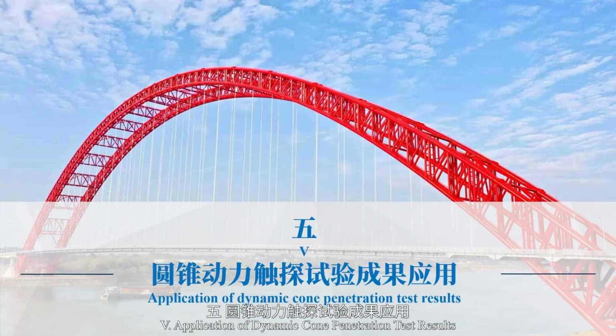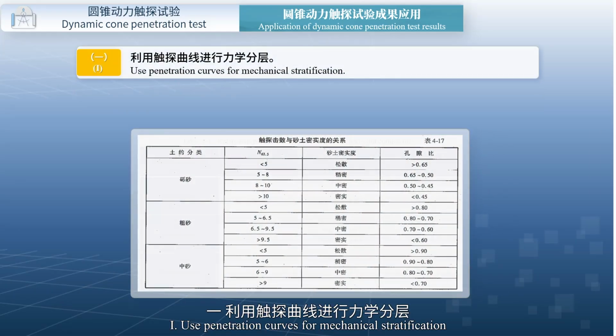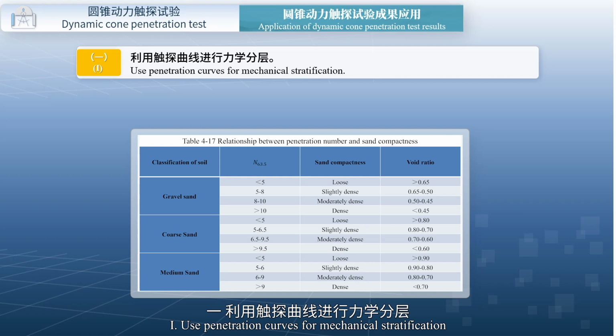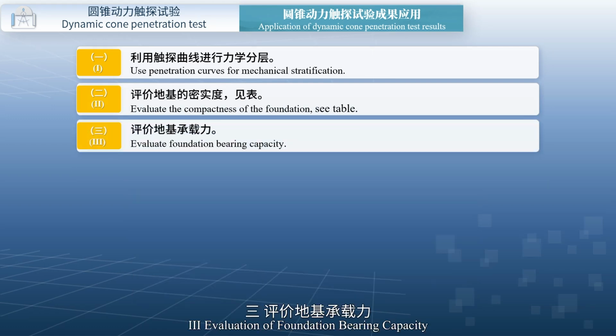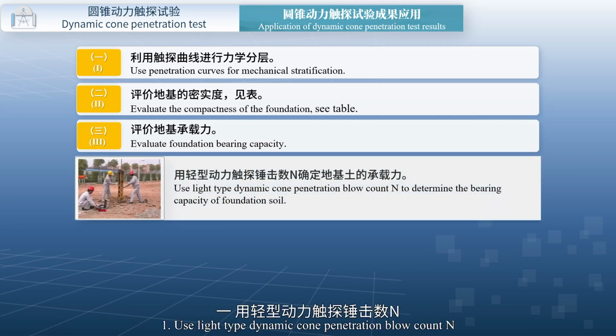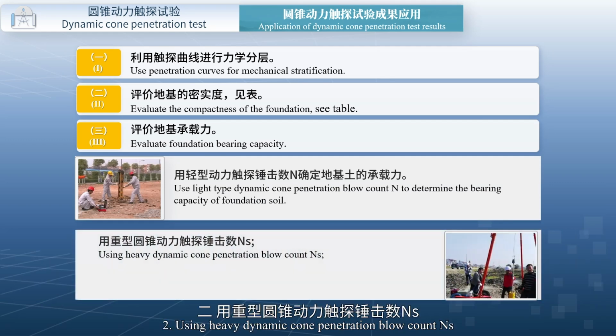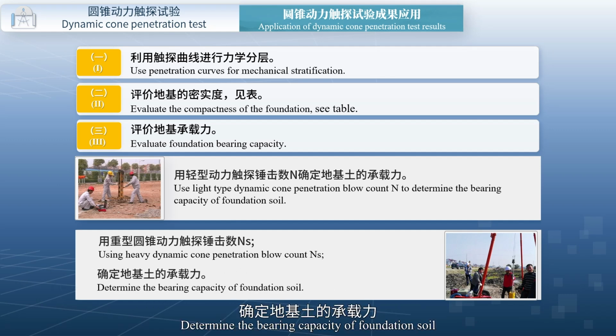Fifth, application of dynamic cone penetration test results. First, use penetration curves for mechanical stratification. Second, evaluate foundation compactness. See table 3. Evaluation of foundation bearing capacity: first, use light type dynamic cone penetration blow count N to determine the bearing capacity of foundation soil. Second, using heavy dynamic cone penetration blow count NS, determine the bearing capacity of foundation soil.